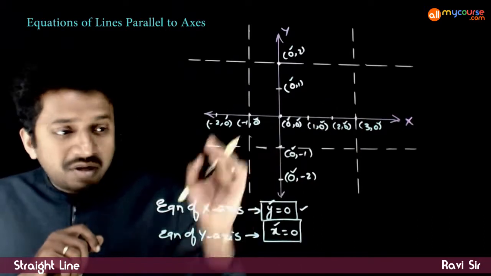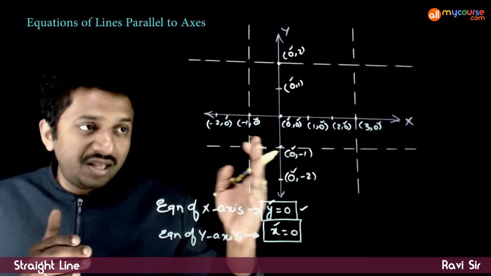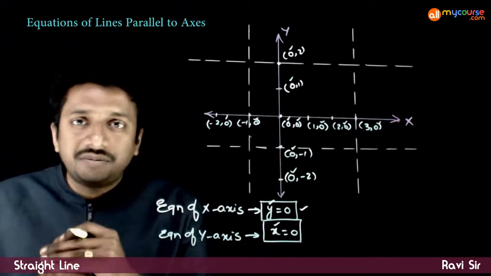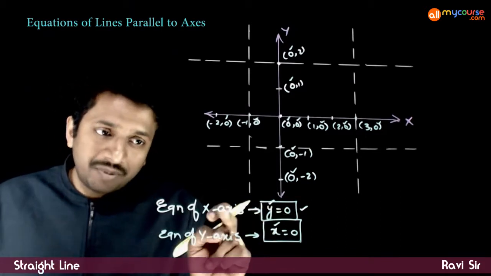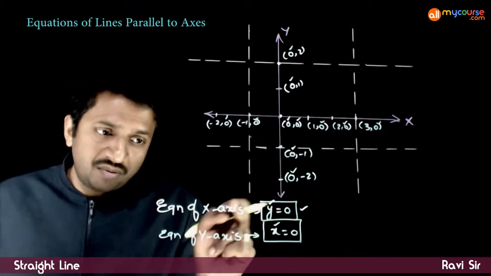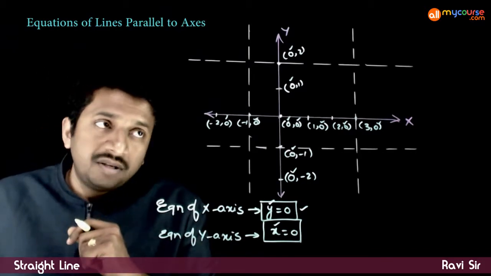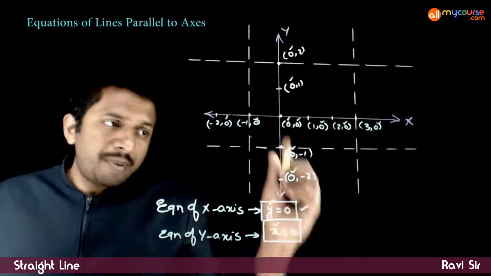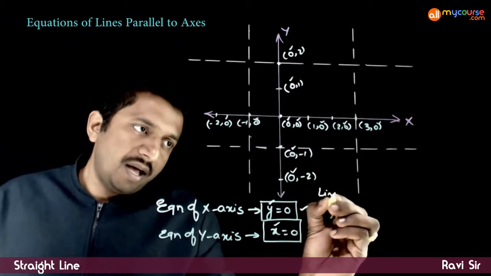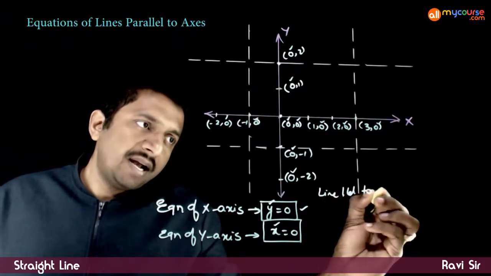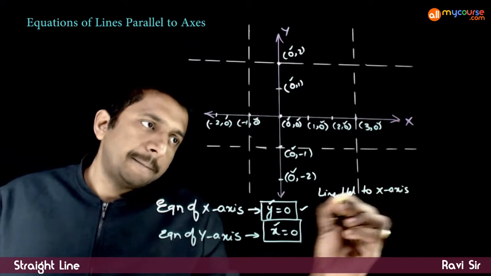Now, the equation of x-axis is y = 0. The equation of y-axis is x = 0. You have to remember this. X-axis: y = 0. Y-axis: x = 0. Now, if you take any line which is parallel to x-axis, a line parallel to x-axis.